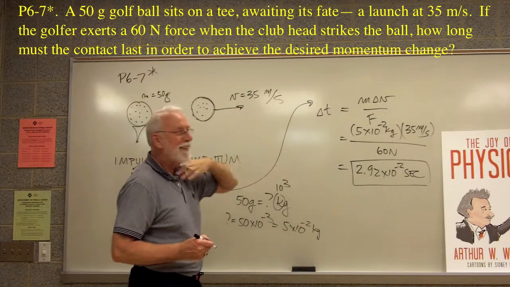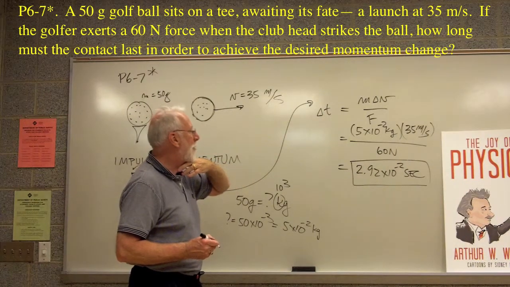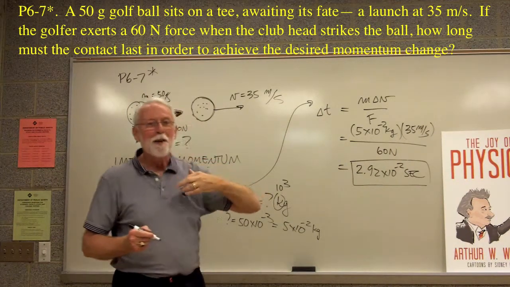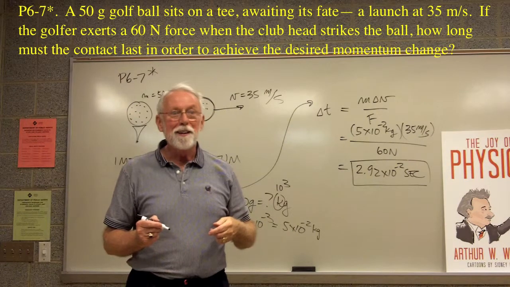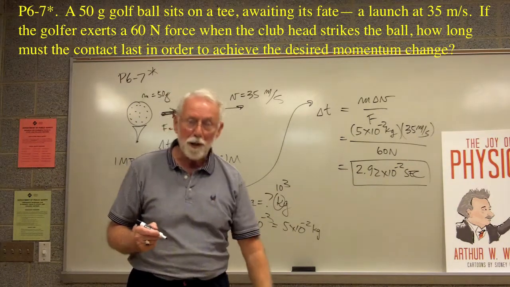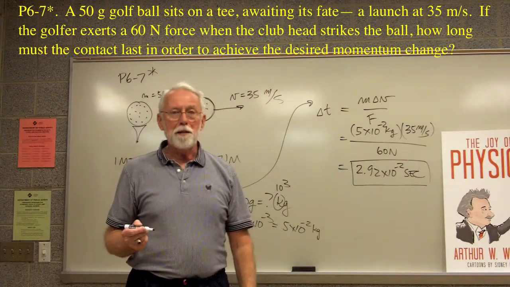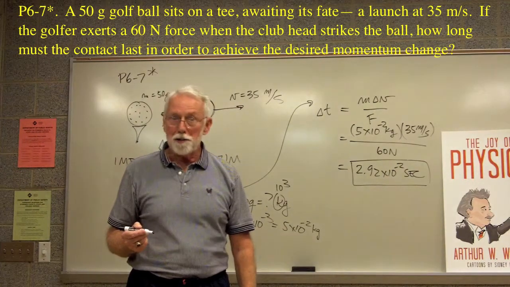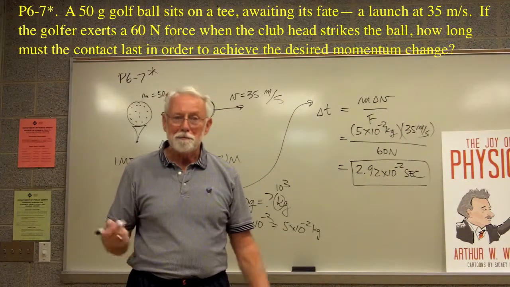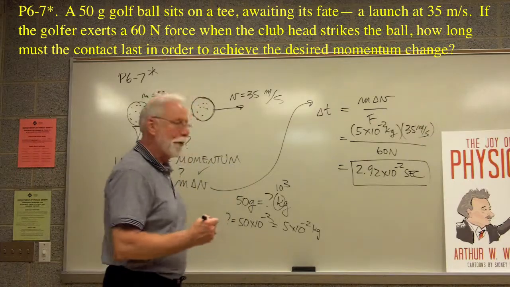Suppose we hadn't changed those grams into kilograms. What would have happened? It would have been 29 seconds. Would that pass a reasonability test? 29 seconds. You got to hit a golf ball for 29 seconds. Well, if you ever watch golf on TV, maybe it seems like 29 seconds, but it isn't. It's way less than that. So sometimes the reasonability tests help you. Okay.